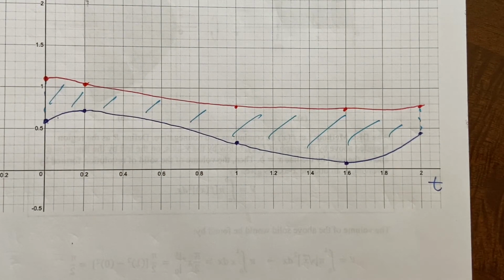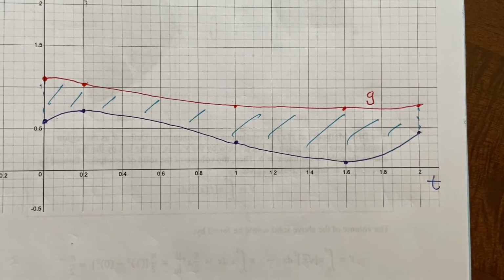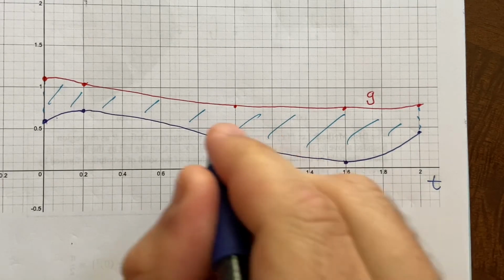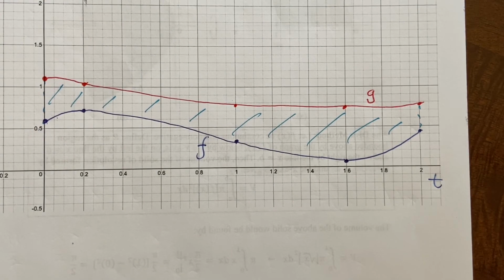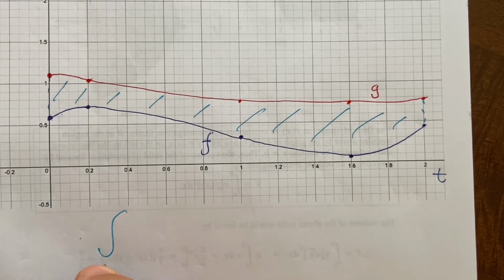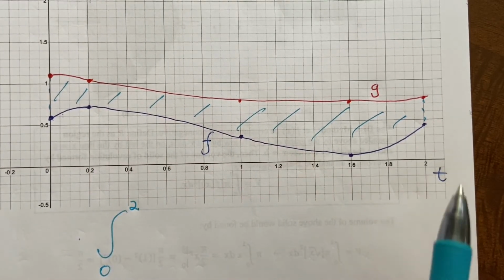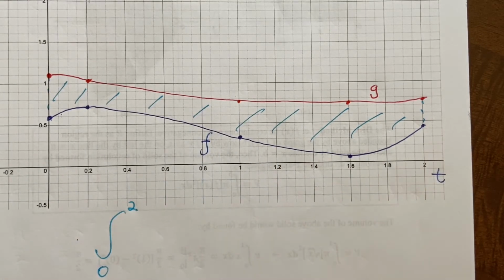Okay, so it looks like g, which is our red one, is totally above f for the entire interval that we care about. So we'll just need to do one integral where we have g minus f. So the integral will go from 0 to 2, right? We don't really have to figure out any intersection point, luckily here. It's just kind of cut and dry.